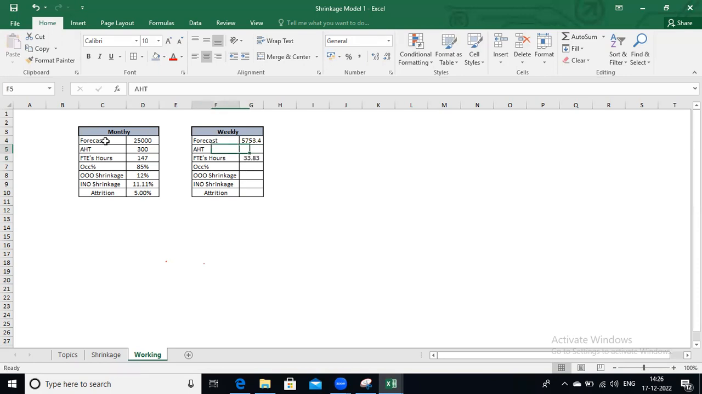Okay, the EST will be same, and the occupancy that will also be same, and the shrinkages will be same. But yes, if we talk about attrition, so what we will take?